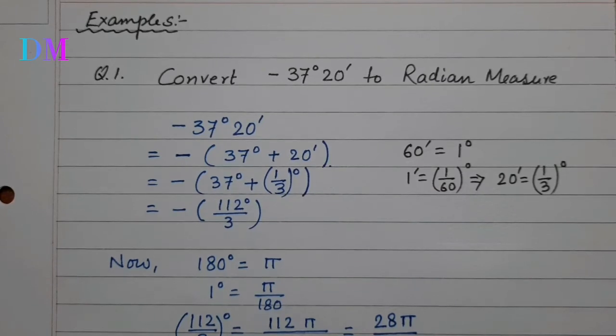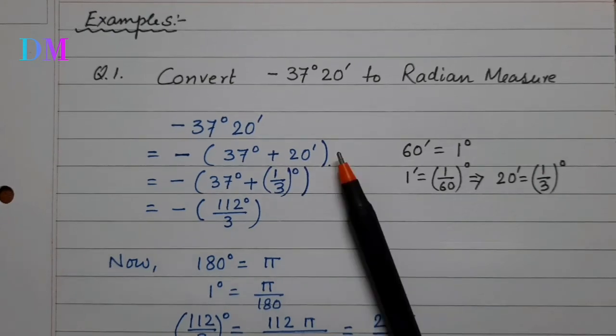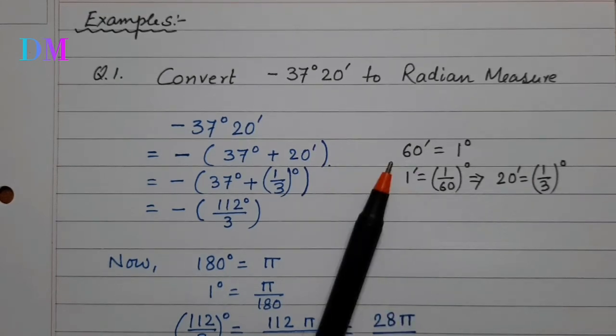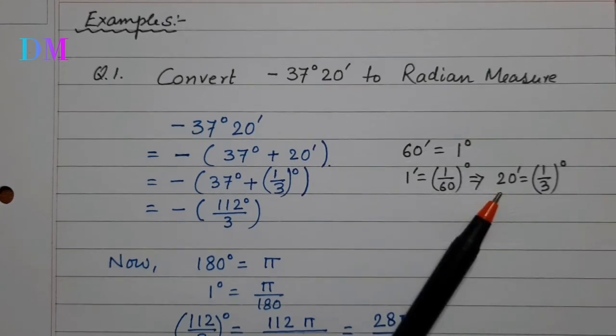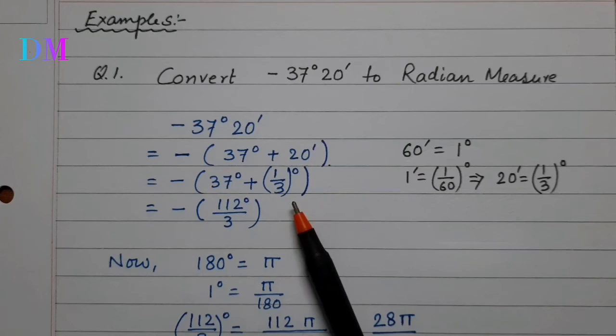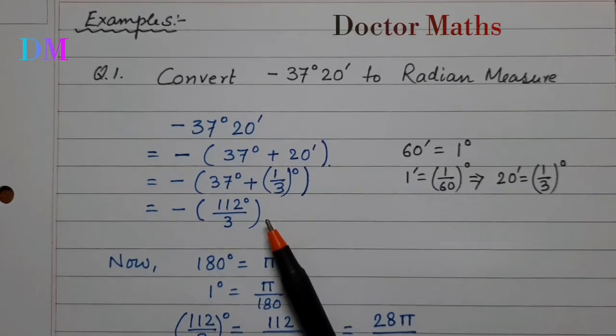Now let's see this example. Convert minus 37 degree 20 minutes to radian measure. So first of all we will write minus 37 degree 20 minutes as this. Now since we know that 60 minutes equals 1 degree, therefore 1 minute will equal 1 by 60 degree, hence 20 minutes will be 1/3 degree. So in place of 20 minutes we will write 1/3 degree. After adding 37 and 1 by 3 we get 112 divided by 3 degree.